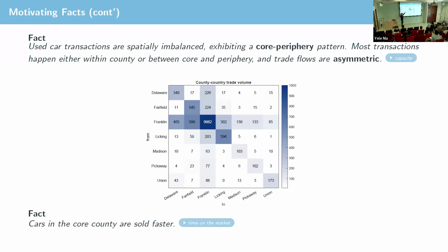Most of them happen within county, but there will also be cross-county transactions, but most of them happen between Franklin, which is the center, and other counties. Other small counties barely trade with each other.